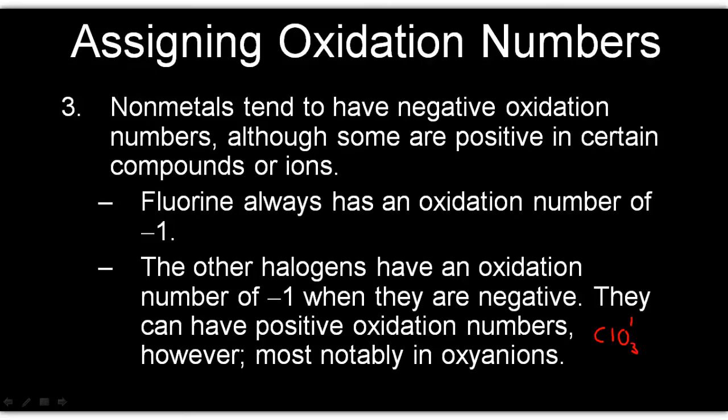As an example, here we have chlorates. Oxygen's 2-, so to get the 1- out of this, chlorine must be a +5, which is really kind of weird, but that's what it works out to be, because you get -6 out of oxygen.